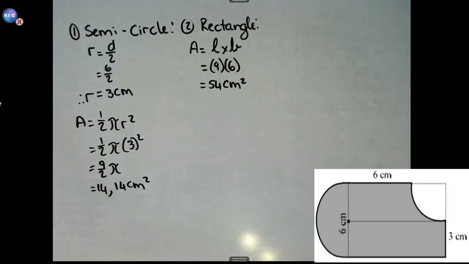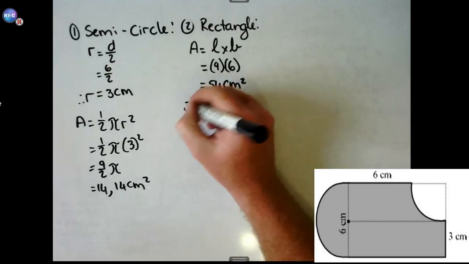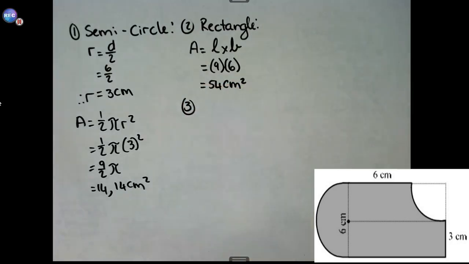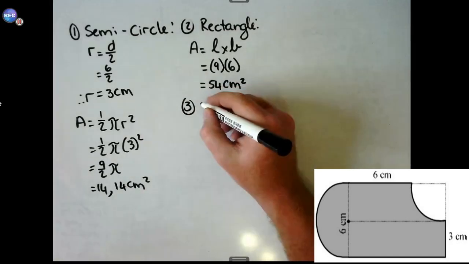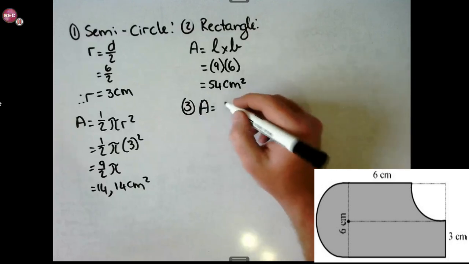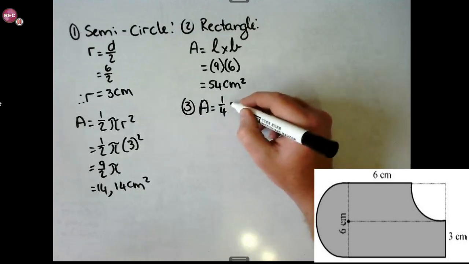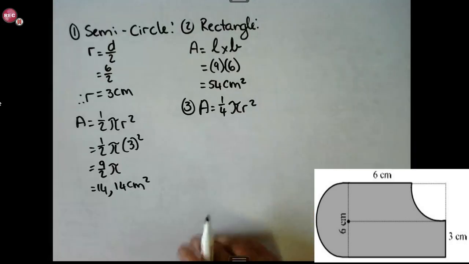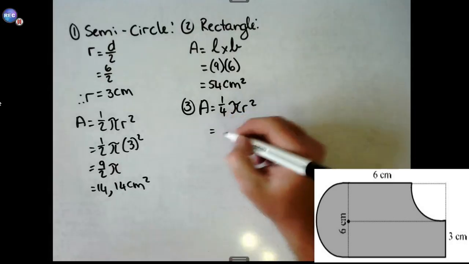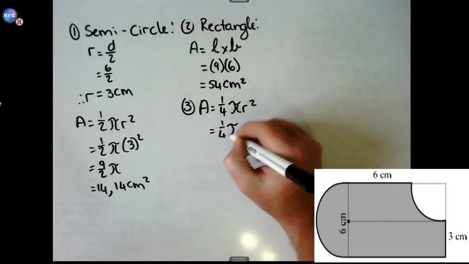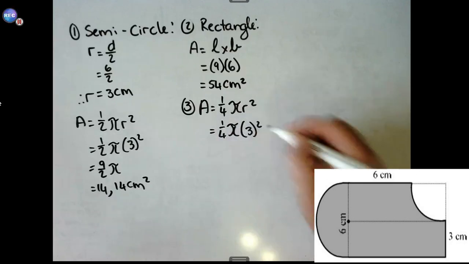Okay. Now we need to go and calculate the part of the quarter circle that's been removed from that shape. So let's go calculate the quarter circle. And the quarter circle's radius is 3. So to calculate the area of a quarter circle, a quarter pi times radius squared. Okay? So we're going to then say a quarter pi, and then that radius is 3 squared.